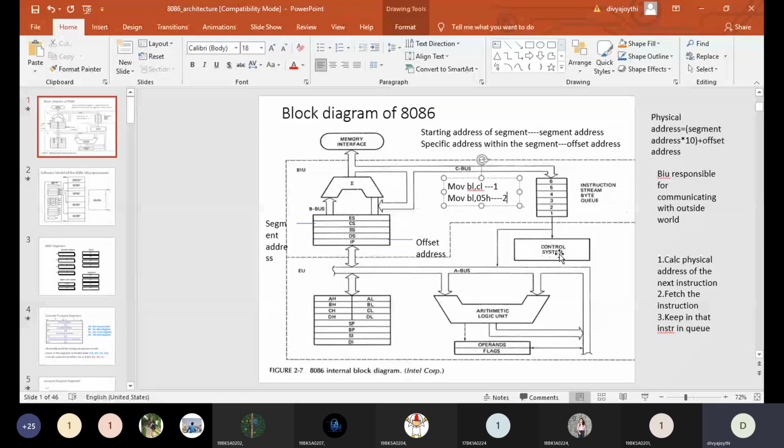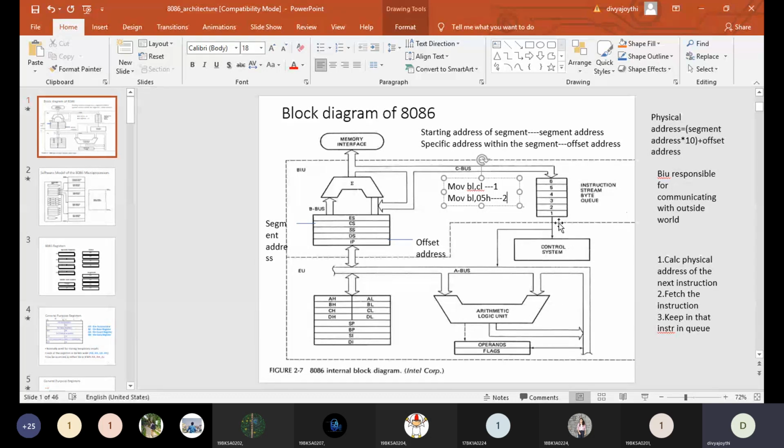So the control system will decode those opcodes into a language which can be understood by the execution unit. I'm repeating once again, the control system will decode the opcodes of the instructions.